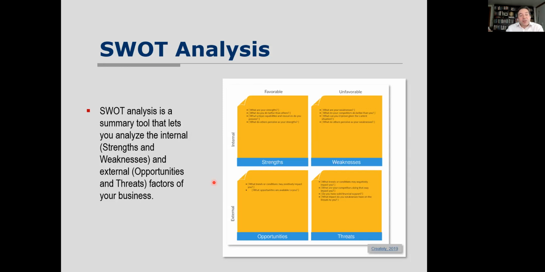So the internal factors are the strengths and weaknesses of the business. So we highlight those: favorable, unfavorable, strengths and weaknesses. And then the external opportunities and the external threats. And we tabulate all those in this 2x2 box. And that creates, again, segments or areas that we can ideate or innovate.